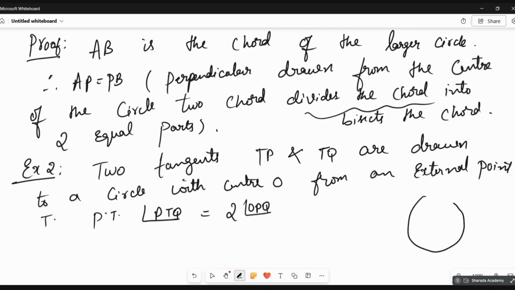So first, one circle, from external point T. One point P and this is Q and this is the center O. Now OP, OQ. Now you have to prove this angle PTQ is equal to 2 times OPQ, and with all the data we have, by that we have to prove this.